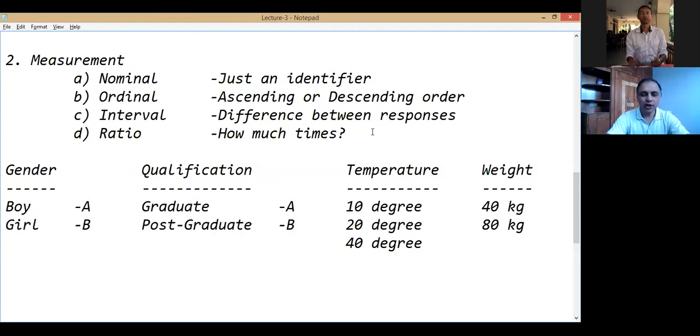Okay, there is a question: can we put boy 1, girl 2? Doesn't matter. You can put it in any way, boy or girl. I think you are asking about coding, whether we should give code 1 or 2. We are not talking about the coding as of now. I am saying you simply say boy or girl.